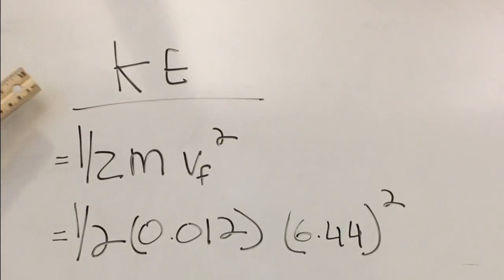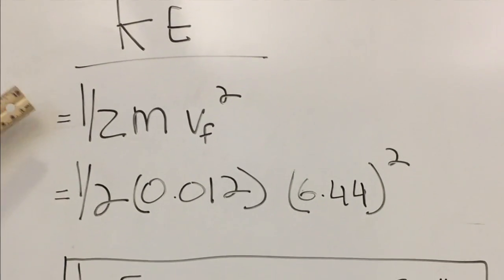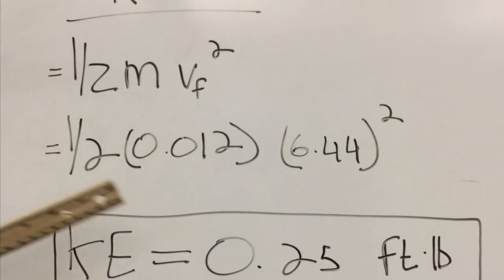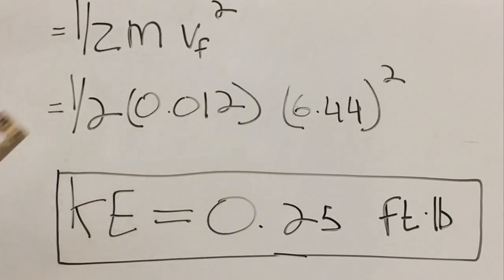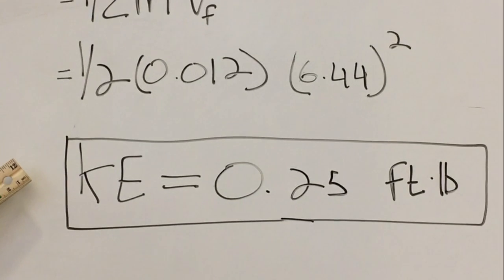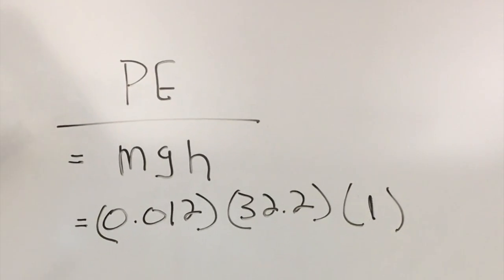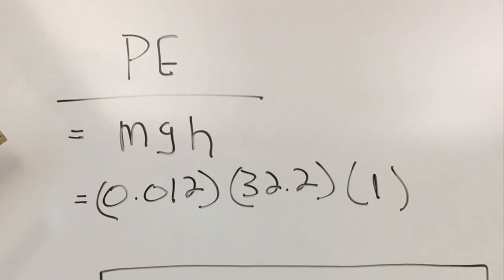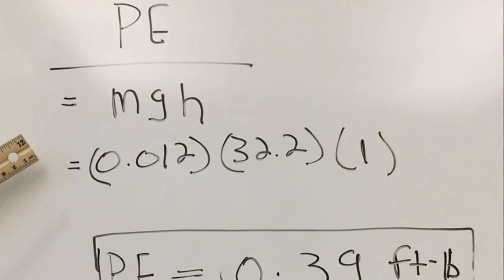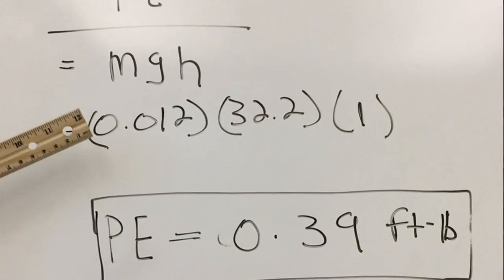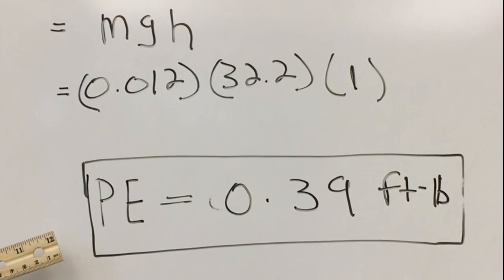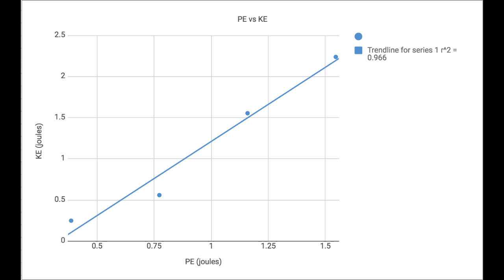This is the formula we're going to use for kinetic energy, 1/2 mv squared. Once we plug in the mass of the cue ball and the velocity it took to fall 1 foot, we get a kinetic energy of 0.25 foot-pounds. This is the formula we're going to use for potential energy. Once we plug in the mass of the cue ball, the gravity constant, and the height of 1 foot, we get a potential energy of 0.39 foot-pounds.